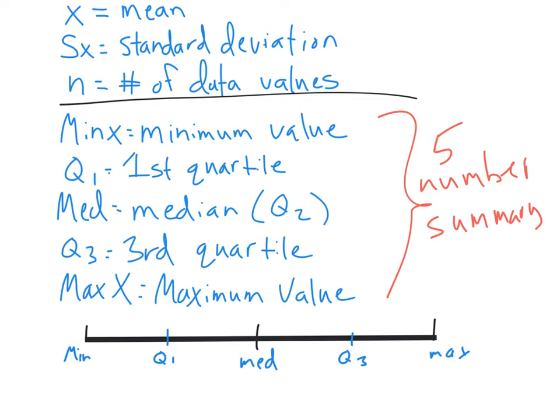But we won't be doing this by hand, we're just going to let the calculator do it for us. So that's the 5-number summary. And the last thing is, once you have your 5-number summary, it wants you to draw what's called a box and whisker plot. Well, that's pretty easy.